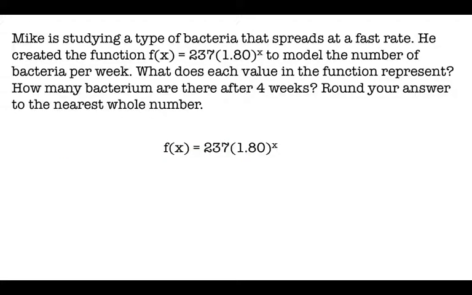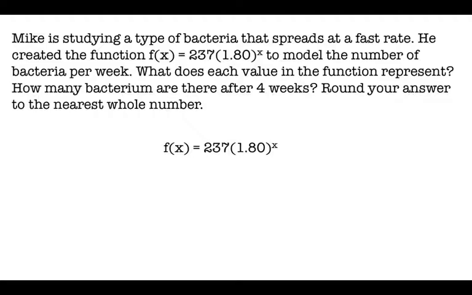All right, number 2. Mike is studying a type of bacteria that spreads at a fast rate. He created the function f of x equals 237 times quantity 1.80 to the x power to model the number of bacteria each week. What does the value of the function represent? That's the first question. And then the second question is, how much bacterium is in the petri dishes after 4 weeks? And we have to round that answer to the nearest whole number.